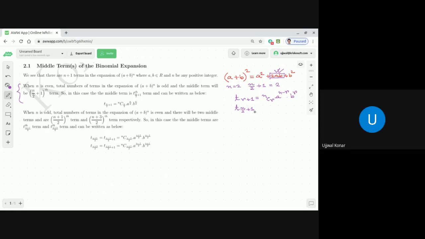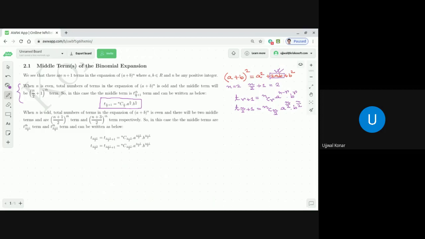We did the (r plus 1)th term, so the (n by 2 plus 1)th term means r equals n by 2. So that is equal to nC(n by 2) into a to the power n minus n by 2, which is n by 2, into b to the power n by 2. That is the middle term in the expansion of (a plus b) power n when n is even.